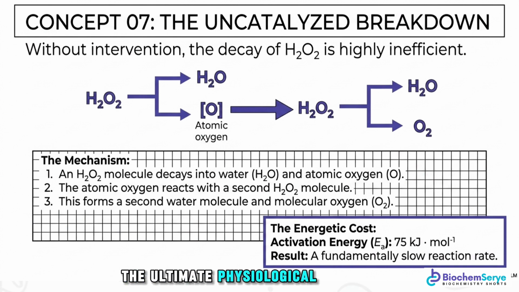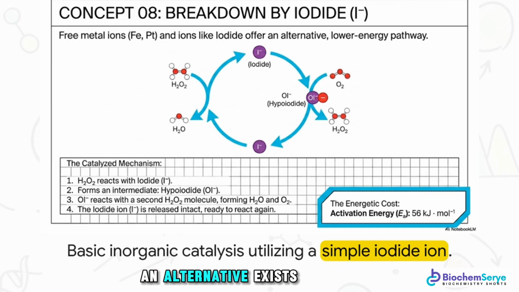The ultimate physiological results? A fundamentally sluggish reaction rate that would allow toxins to accumulate millions of times faster than they could be safely cleared out. Fortunately for us, an alternative exists.